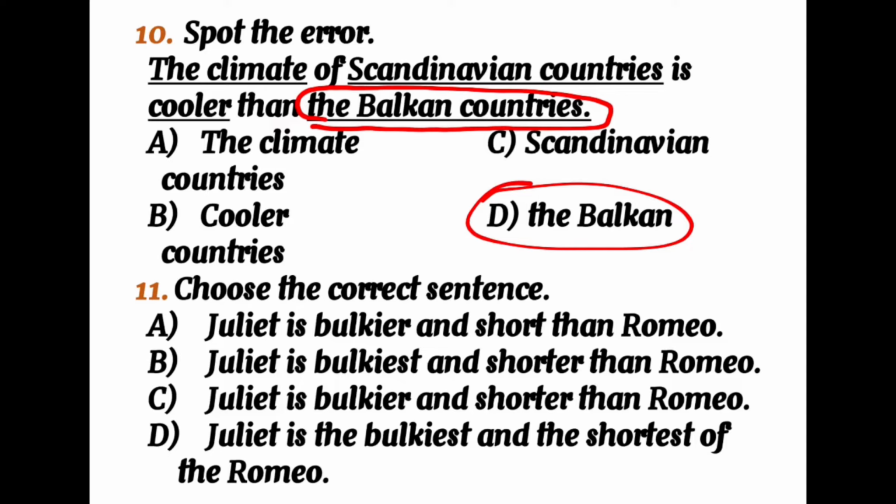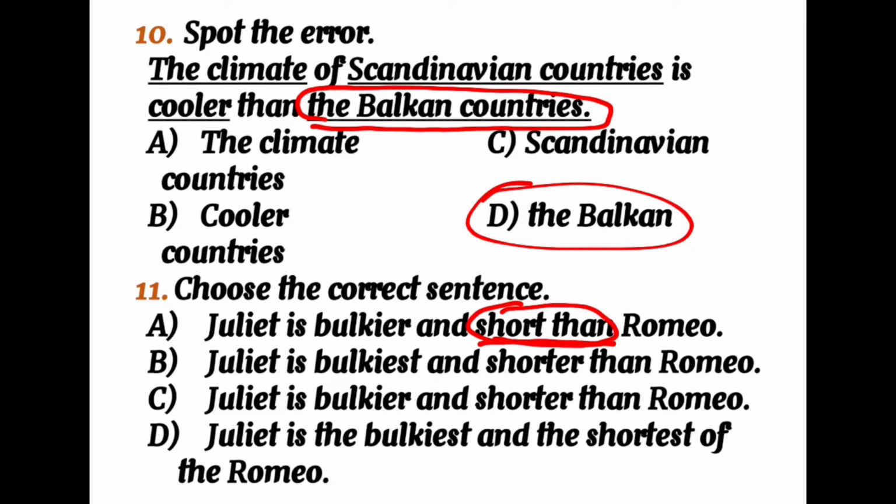These countries are called the Balkan countries. Next thing is choose the correct sentence again. Juliet is bulkier and short than. We have been looking at this matter before, and we have noticed that we can't say positive degree or superlative degree cannot be used with them. This is the problem. This is not a correct sentence.